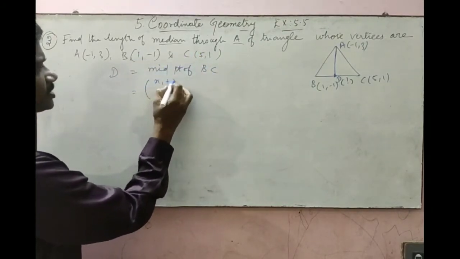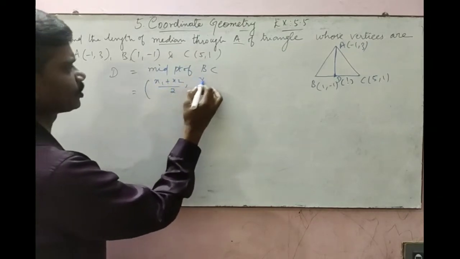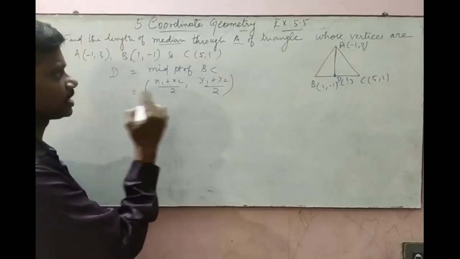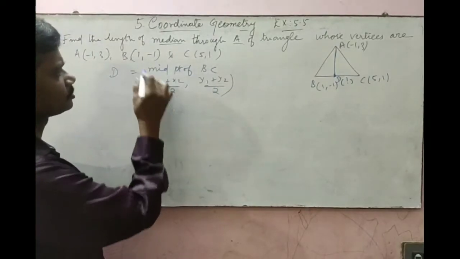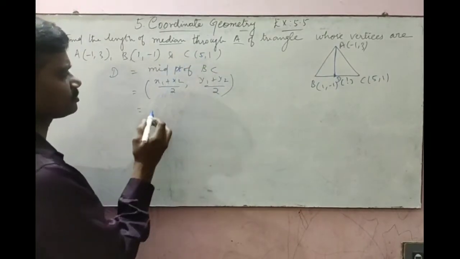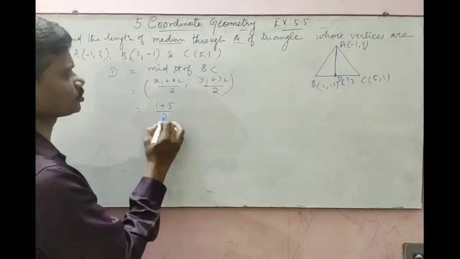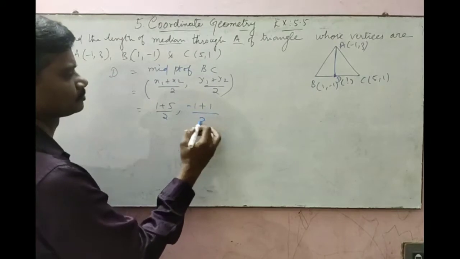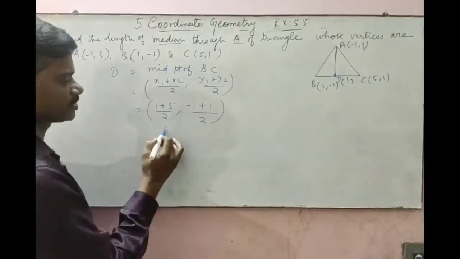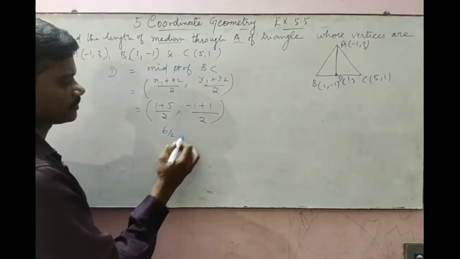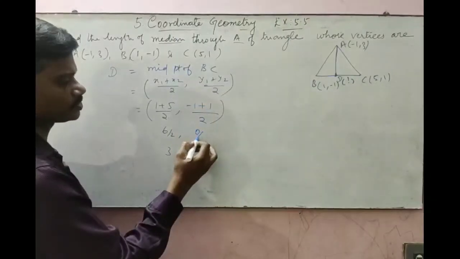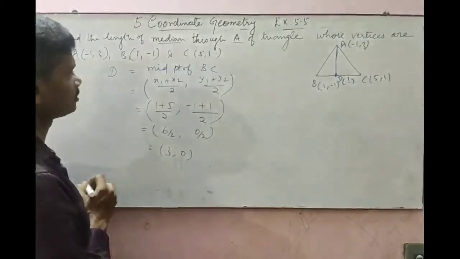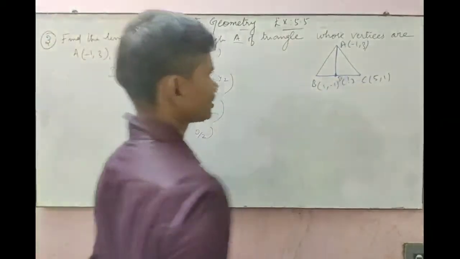That is ((x1 + x2)/2, (y1 + y2)/2), which we studied last week. So x1 is 1, x2 is 5. (1 + 5)/2, (-1 + 1)/2 gives 6/2, that is 3. Here -1 plus 1 gives 0 by 2. The answer is 0. So (3, 0) is D, the coordinates of D.